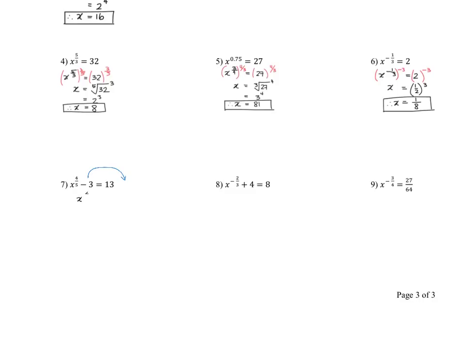So we're going to have x raised to the exponent of 4/5 equals 13 plus 3. To move the negative 3 over, we have to add 3 to both sides. This gives us x raised to the exponent of 4/5 equals 16. Okay. Now this looks like all of the other problems that we've covered, so we are simply going to raise both sides to the exponent of 5/4.